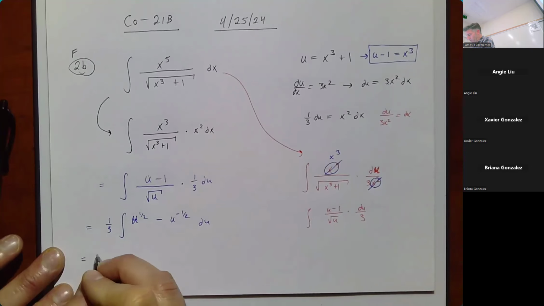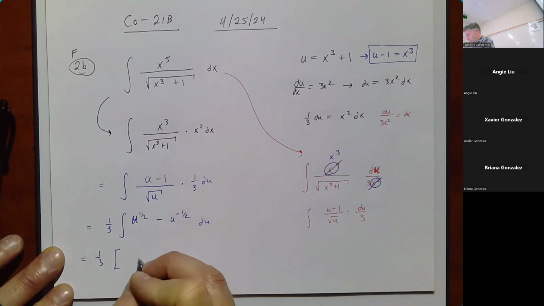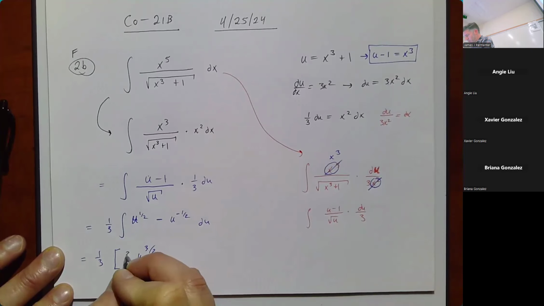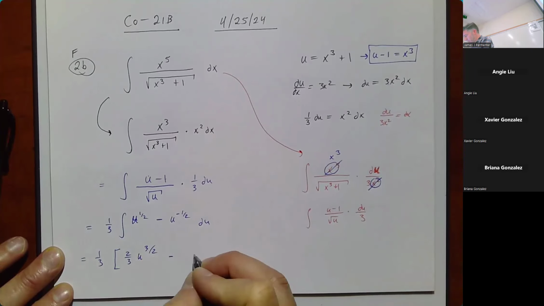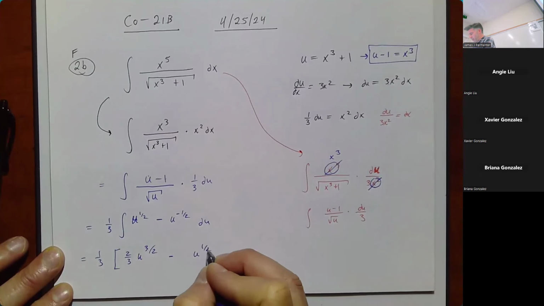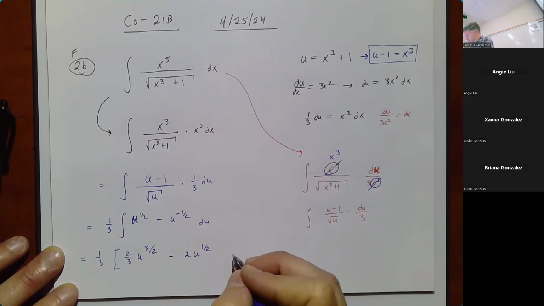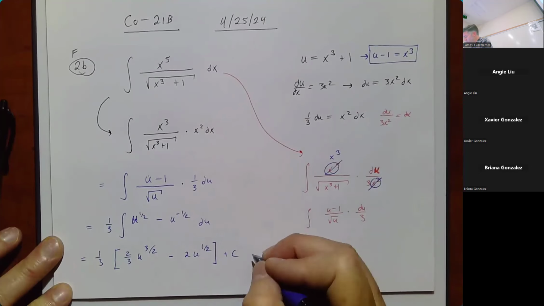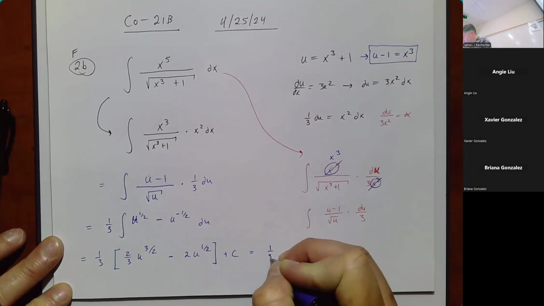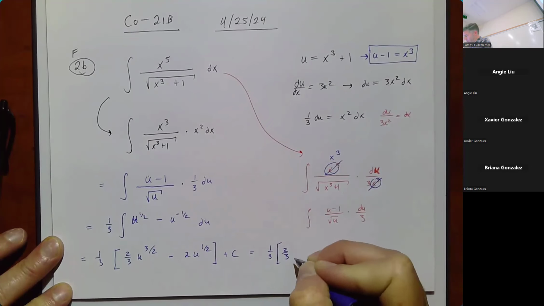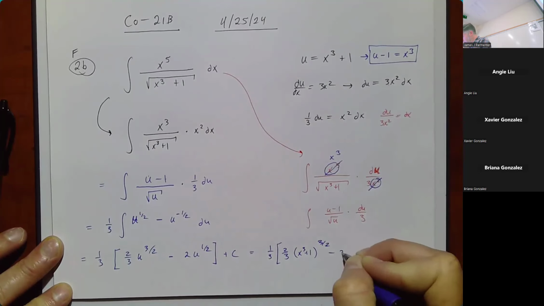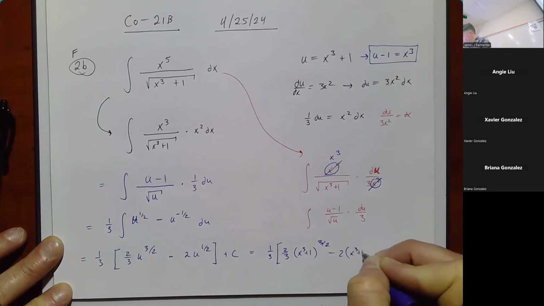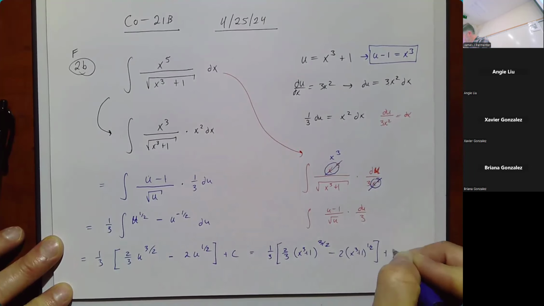We anti-differentiate. We get u to the 3/2 times 2/3 minus u to the 1/2 divided by 1/2, which is times 2, plus c. And then since it's an indefinite integral, we have to go back to the variable we started with and write this as 1/3 times 2/3 times x cubed plus 1 to the 3/2 minus 2 times x cubed plus 1 to the 1/2 plus c.